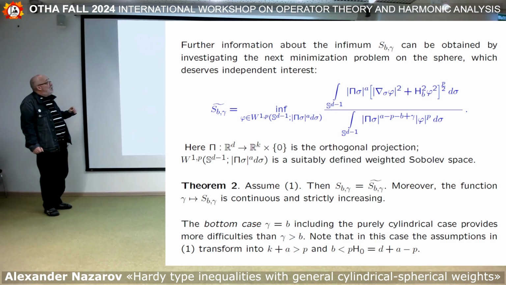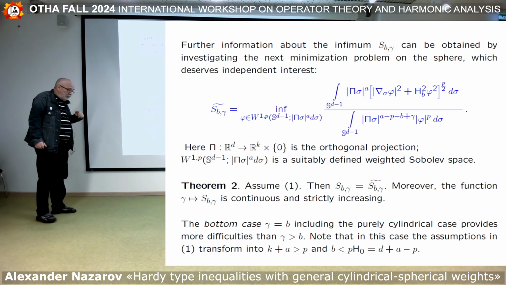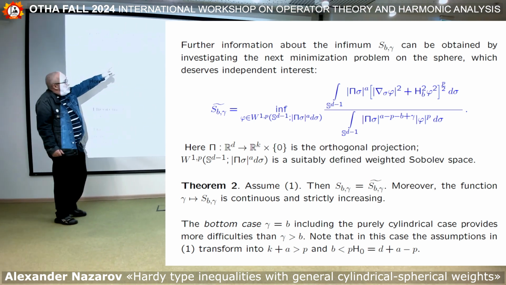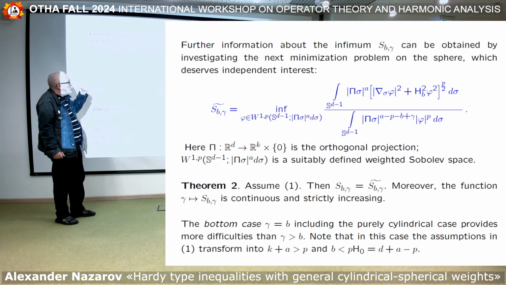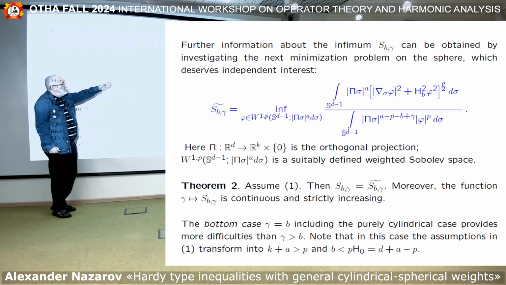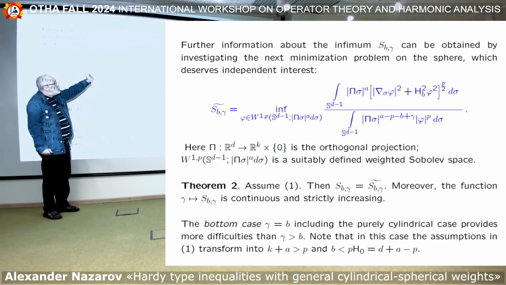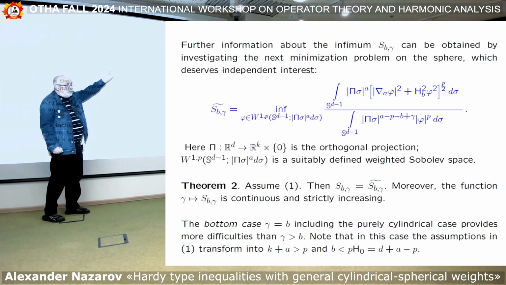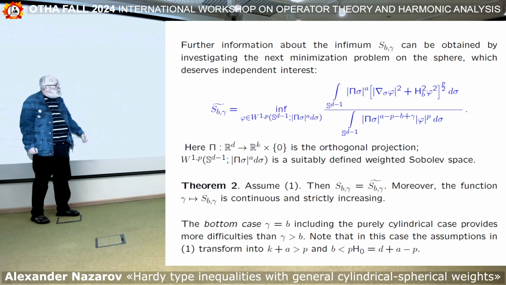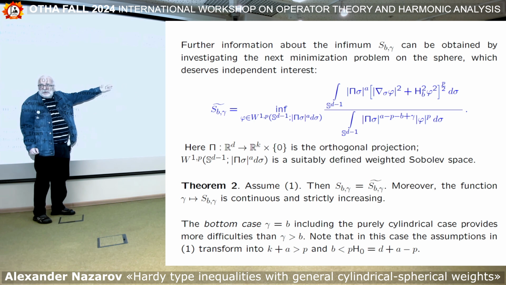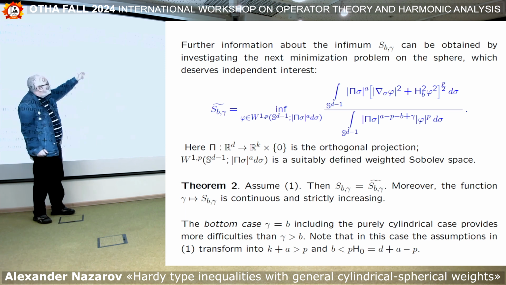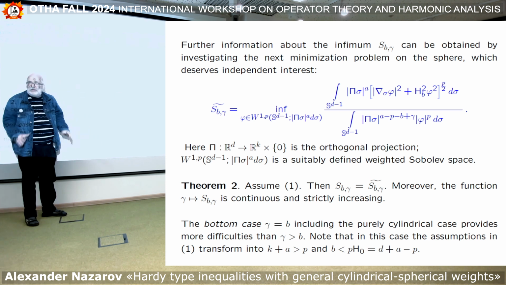Also, we consider a related inequality, a related constant. S(a, b, gamma) is the sharp constant in the original inequality, and here we consider the corresponding quotient on the sphere. What is written here? It is a weighted Sobolev norm on the sphere, and it is a weighted Lebesgue norm on the sphere. So it is a Hardy type weighted quotient. This quotient corresponds to a Hardy type weighted inequality on the sphere.